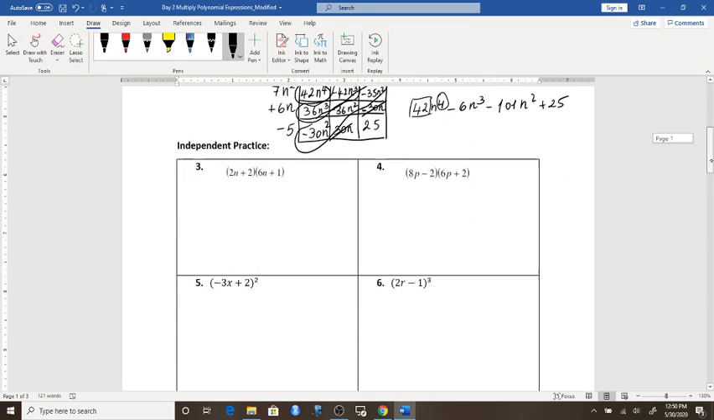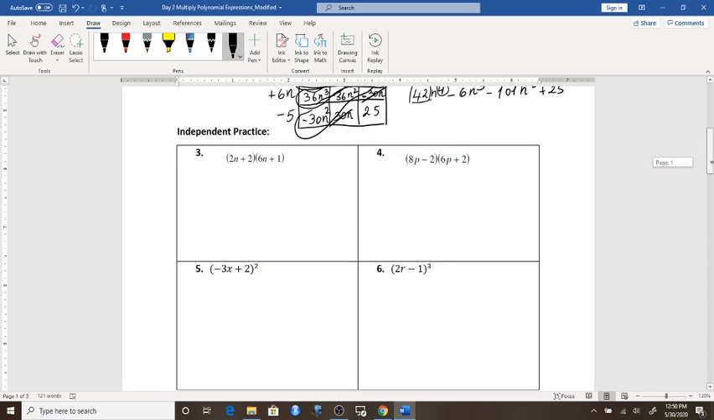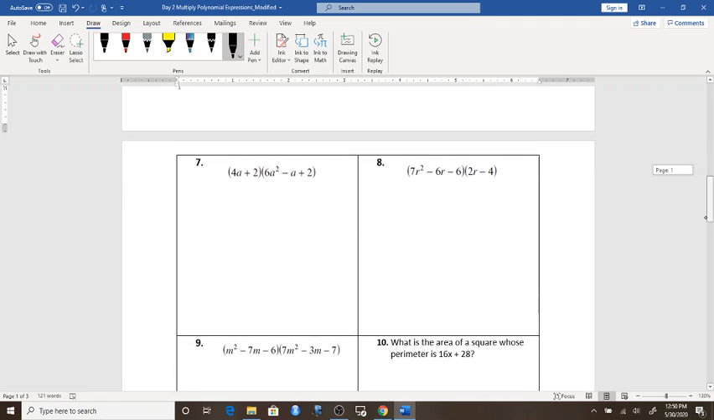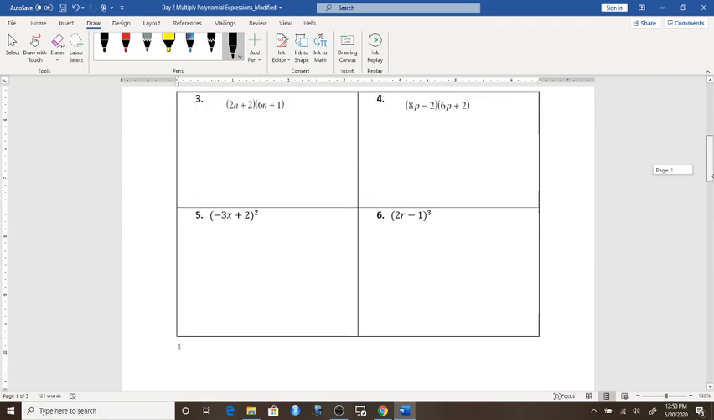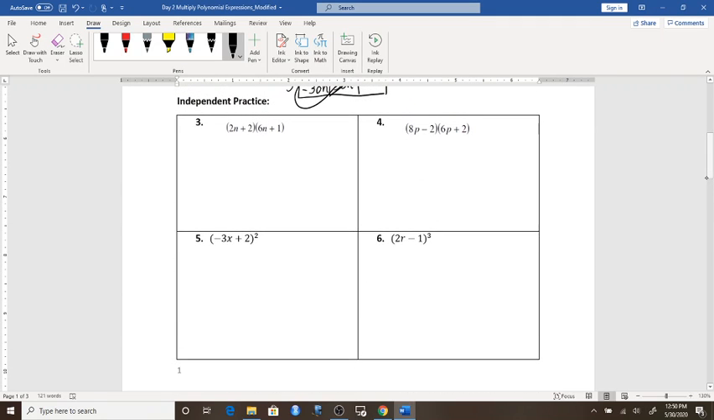Okay, so let me show you some additional examples. Alright, so one example I want to show you is number 6. Here we have 2r minus 1 to the power of cube. So ask yourself, what does it mean to raise an expression to the power of 3? Well, this means multiply 2r minus 1 by itself 3 times.